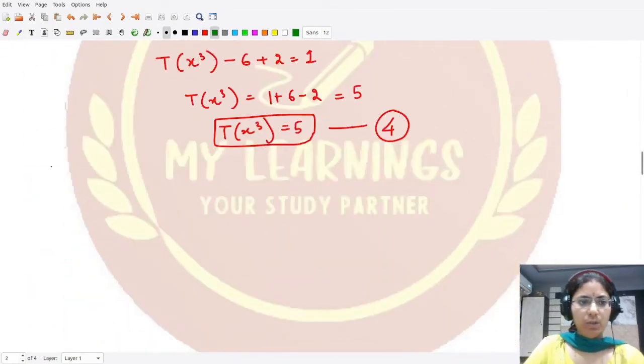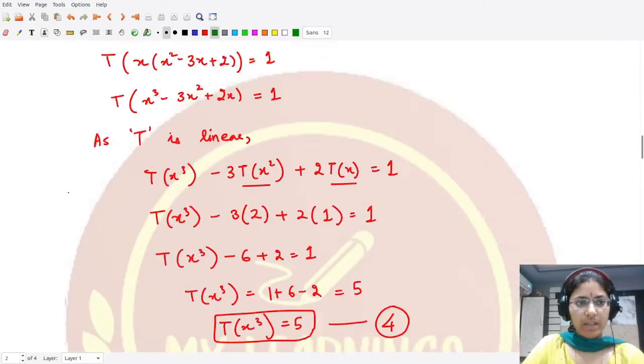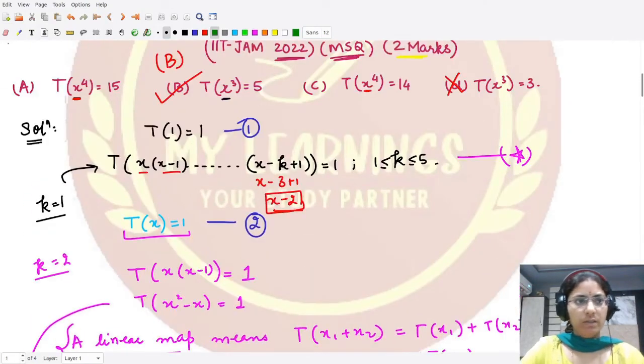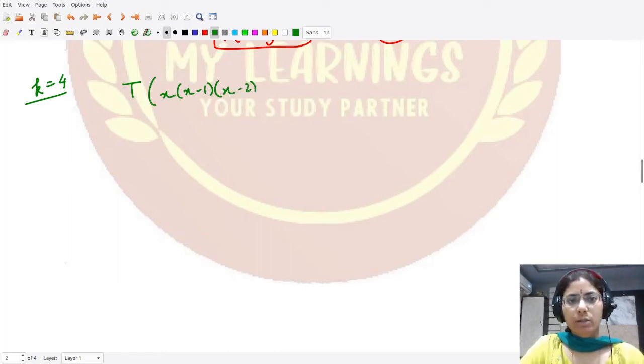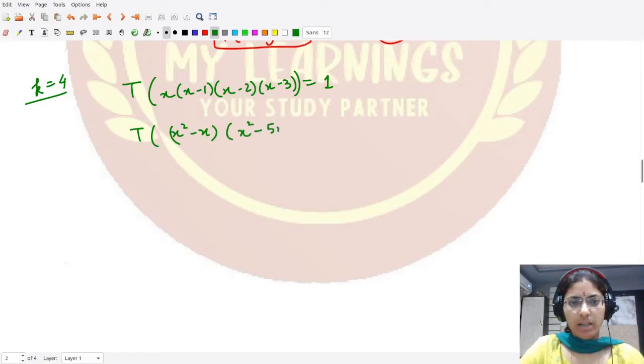Here we would substitute k is equal to 4. When k is equal to 4 in our expression, let's see what we have here. In place of k, we'll be substituting 4, so we'll be moving up to x minus 3. So our expression would be T of x, x minus 1, x minus 2, x minus 3, that is equal to 1. Now we have to simplify this expression. We have to multiply all the terms here so that we are able to get our final answer.